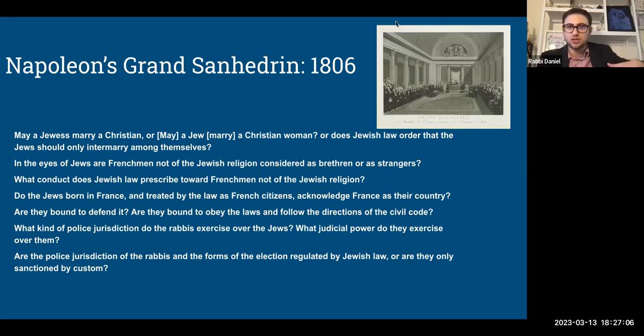What about the rabbis? What type of jurisdiction do they have? What judicial power do they have? Is the police jurisdiction of the rabbis, in the form of election, regulated by Jewish law, or is that only a custom, right? These are fascinating questions to present to the Jewish community.